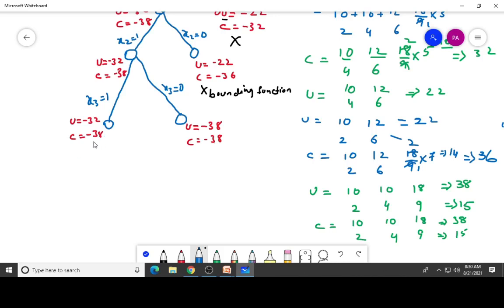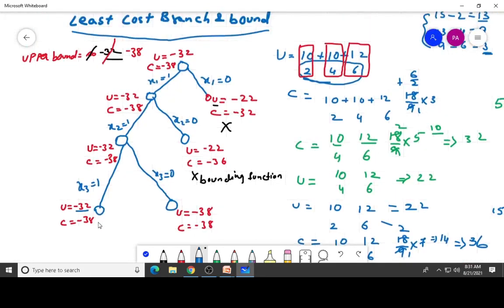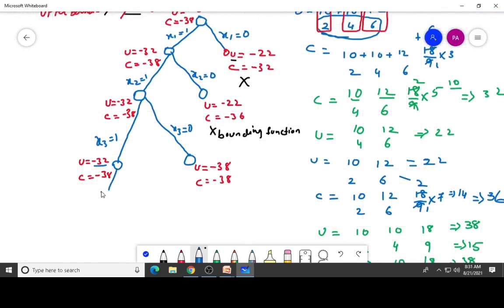Sorry, I cannot add here because minus 32 is higher than minus 38. So we cannot go further. So here we will apply the bounding function. This is not a feasible solution, so we can say this is infeasible.